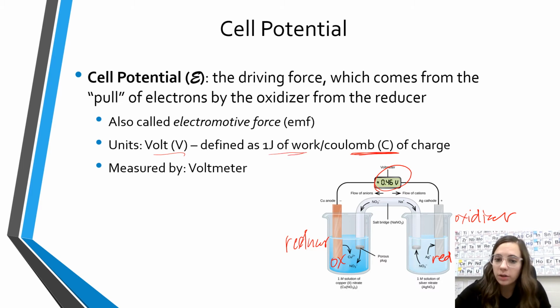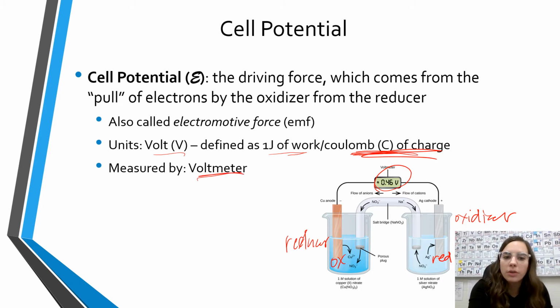That's going to be important in a little bit, because we're going to see that even if we have to multiply the reaction through by a coefficient to make the electrons balance, we don't multiply the voltage, and that's because it's per coulomb of charge. So no matter how many we have, it's still per coulomb of charge. And we can measure it with a voltmeter.